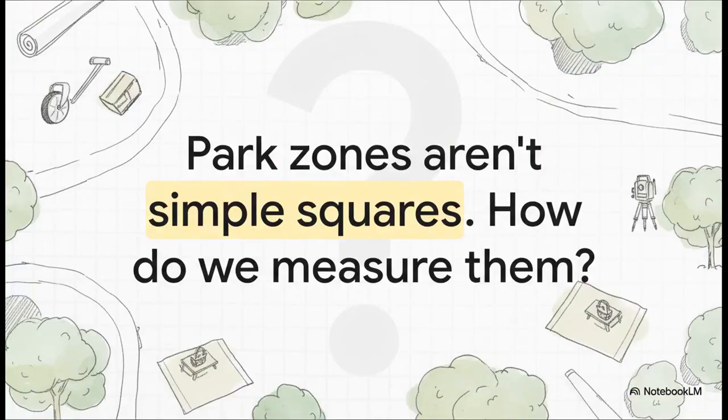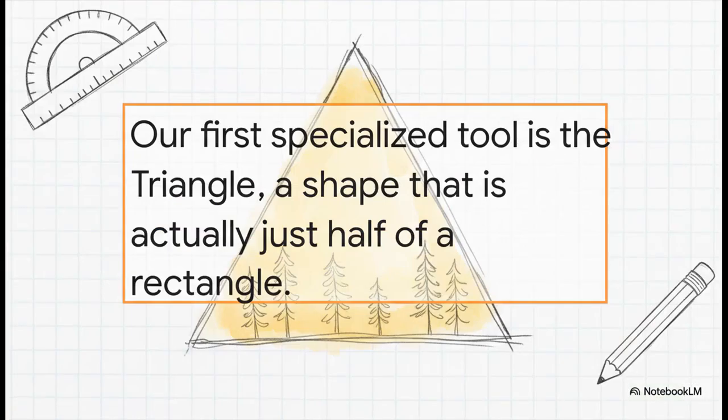Now, this is where things get interesting. I mean, if we were just building a simple square field, this would be a piece of cake. But just look at our blueprint. We've got these cool winding paths, unique picnic spots, and forested corners. These aren't your basic shapes. So how in the world do we get an accurate measurement for these custom zones? Well, you need the right tools for the job. So let's open up our geometry toolbox.